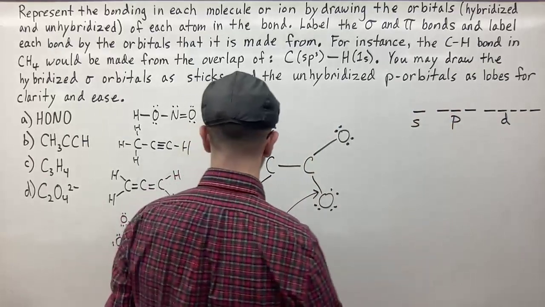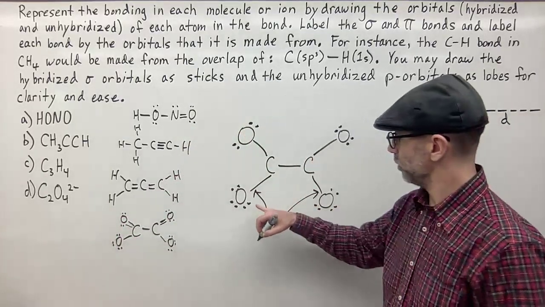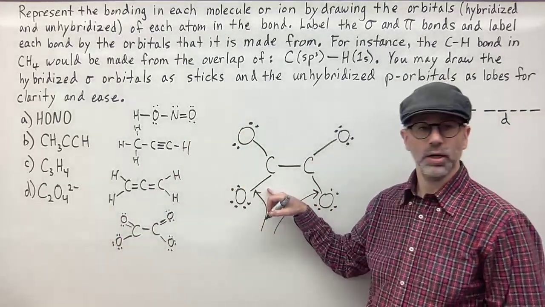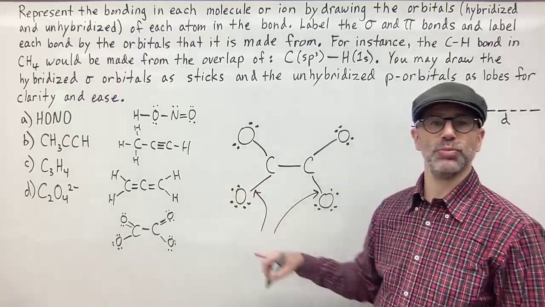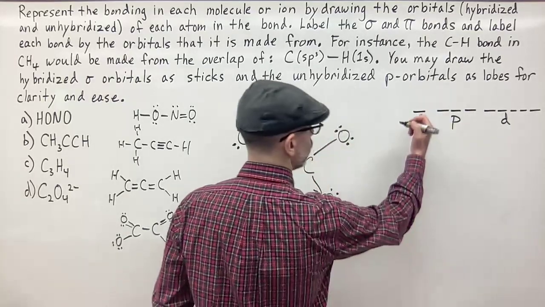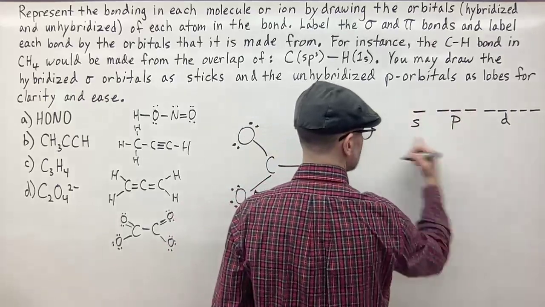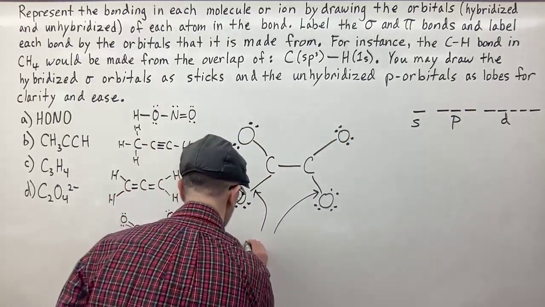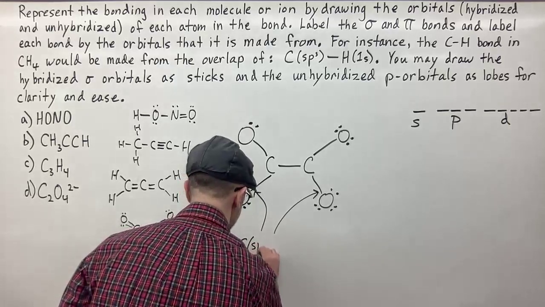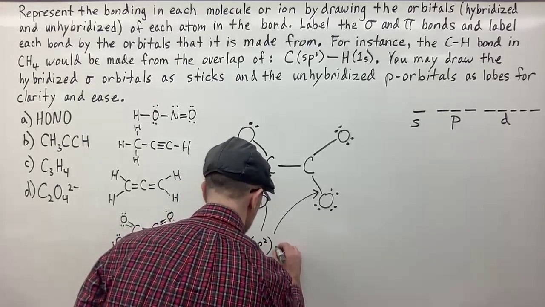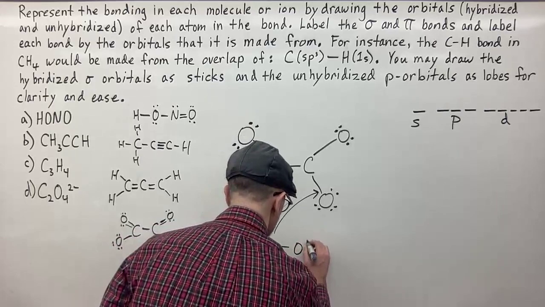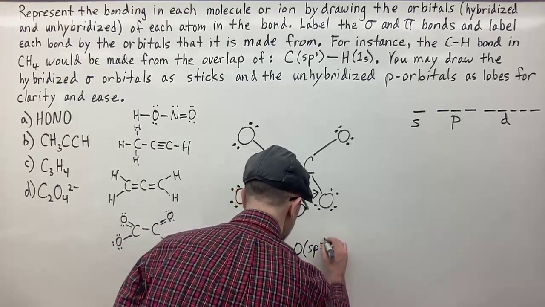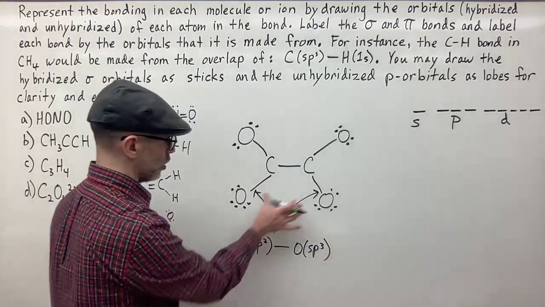So, and then the oxygen is going to be 1, 2, 3, 4. So we got 4 electron groups, so we need 4 atomic orbitals. 1, 2, 3, 4. So it's sp3 hybridized. So this is going to be the overlap of carbon with sp2 hybridized orbital with an oxygen sp3 hybridized orbital. So those are going to be those 2 there.